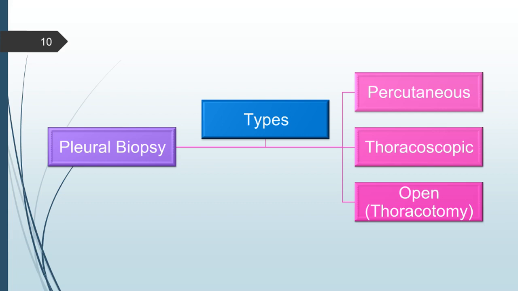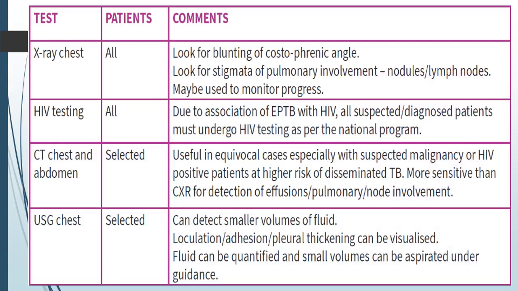Chest X-ray, HIV and RBS testing should be done in all cases of tubercular pleural effusion, while CT chest and abdomen is done if malignancy or disseminated tuberculosis is suspected. Ultrasonography of chest is done in selected cases, especially loculated pleural effusion, adhesions, pleural thickening. Fluid can be quantified and small volumes may be aspirated under ultrasound guidance. Pleural thickening can be differentiated from pleural fluid by both ultrasound chest and CECT thorax.